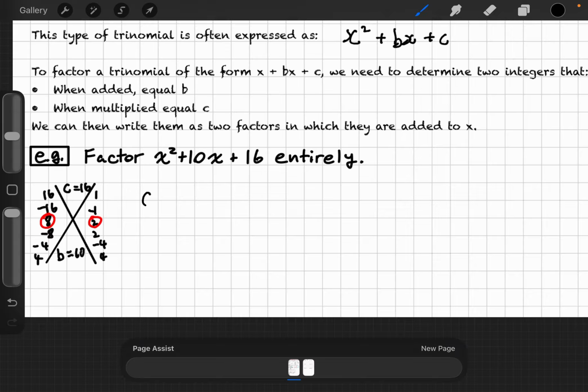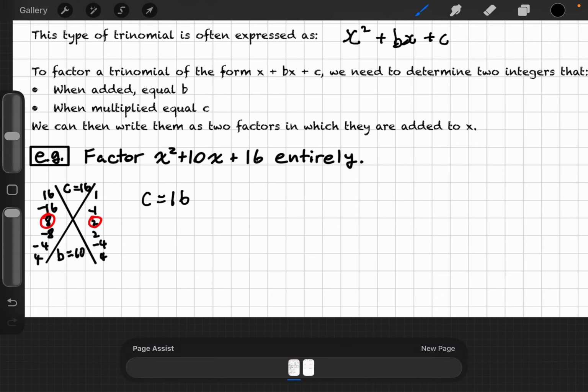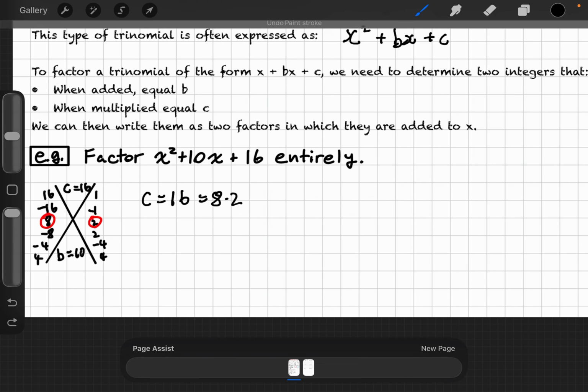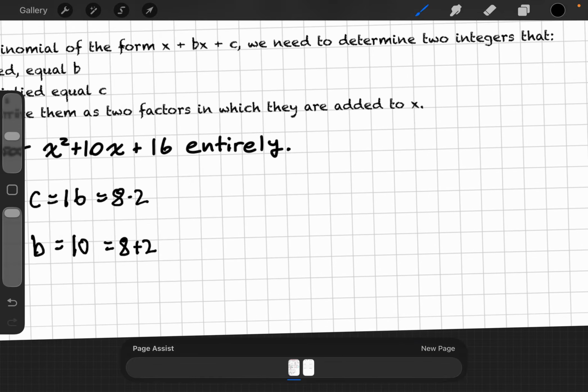So c is the 16 here. C is equal to 16, which is equal to 8 times 2, right? The two factors here, 8 and 2. And then b is 10. b is equal to 10, which equals 8 plus 2, right? So these two numbers, they multiply to 16, they add to 10. So now we can factor it.